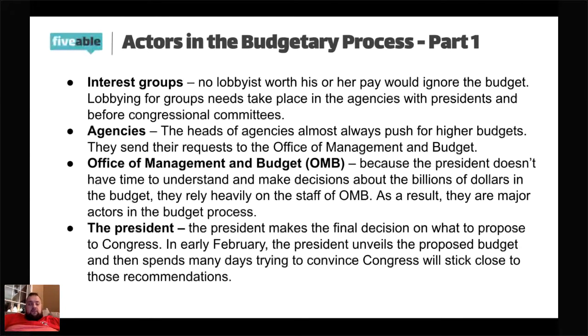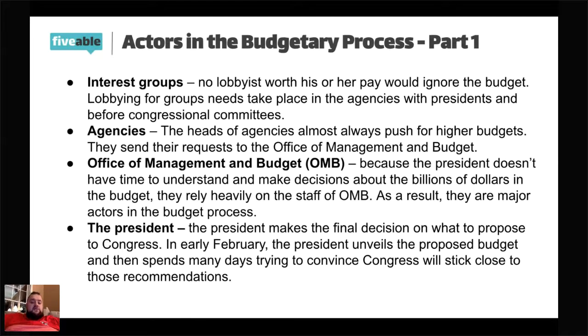Agencies also have a really big role in this. So the heads of government agencies almost always push for higher budgets. It would be incredibly rare for an agency to say, "Oh yeah, we don't want more money than last year," and it's unheard of for an agency to say, "Oh, we don't need as much money. You can reduce our budget." That's not unheard of. So agency heads all send their requests to the Office of Management and Budget, or the OMB. Now, this is a big one that's really important for you to understand.